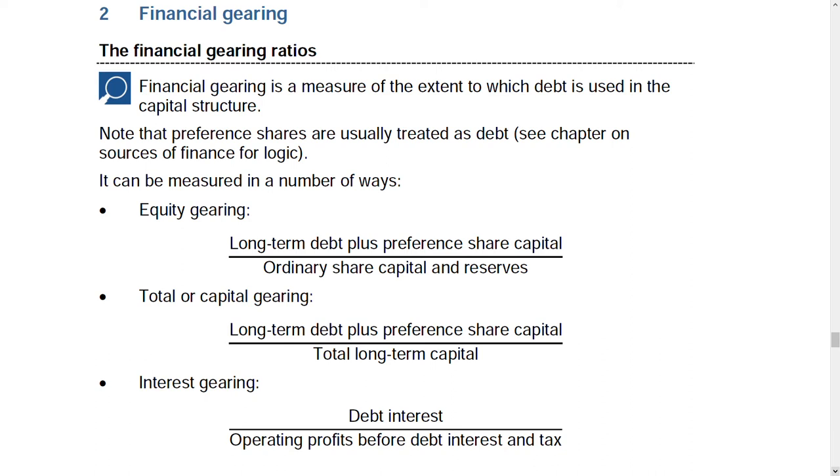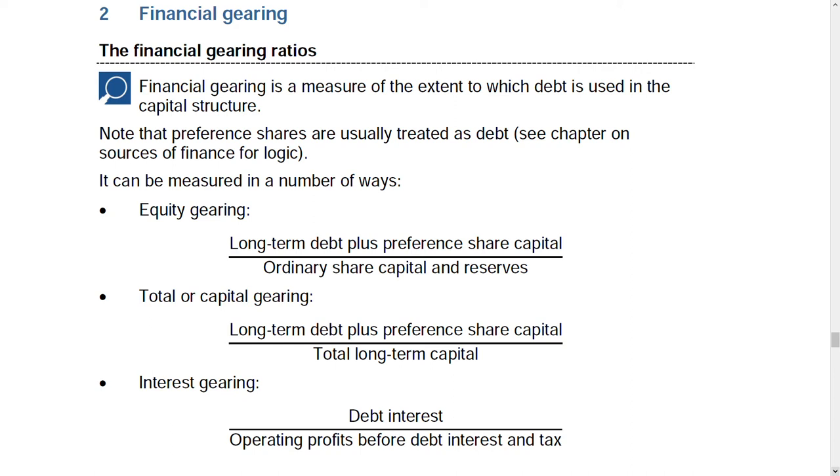So the word equity gearing means that in your denominator, the word equity will be there. Everything will be for equity shareholders. So ordinary share capital and reserves. Always reserves will come with share capital. Remember that. So forget about reserves, you don't have to think about them. Just remember ordinary share capital or equity share capital. The word equity gearing tells you that in the denominator we have ordinary share capital. Reserves anyway you have to add.